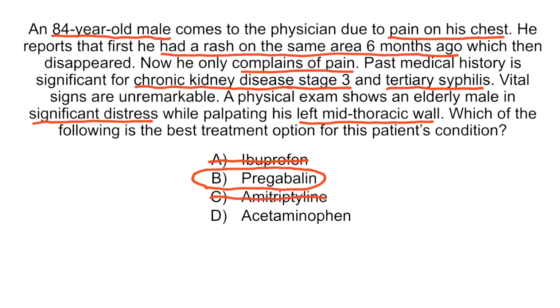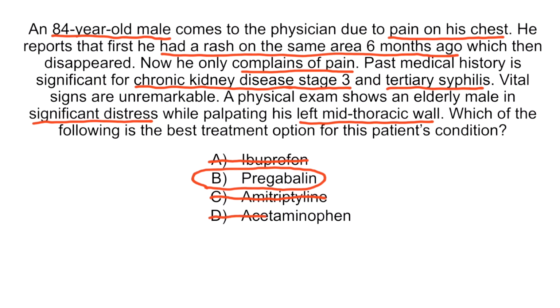Option C, amitriptyline, is sometimes used in the management of post-herpetic neuralgia. However, amitriptyline is an extremely sedating medication due to its histamine and muscarinic receptor blocking effects. And given that this patient is an elderly male and he has tertiary syphilis, possibly associated with tabes dorsalis, then extreme sedation can increase the risk of falls. It's just not ideal. It's dangerous in this population. So, amitriptyline, although reasonable, is not the best option in this patient.